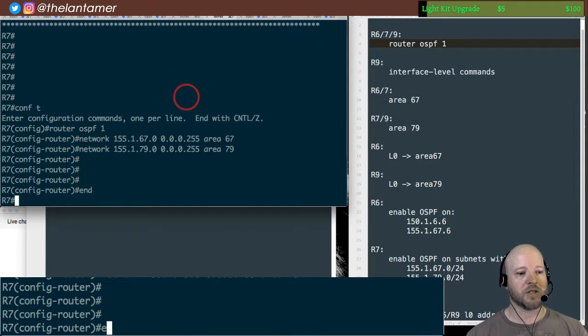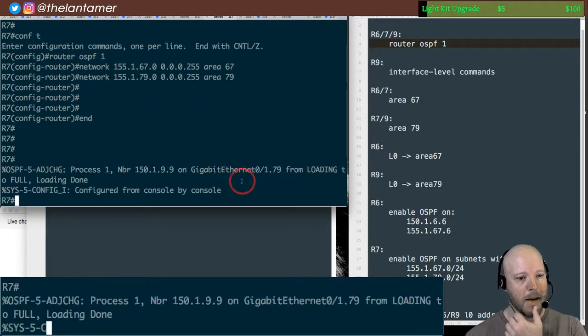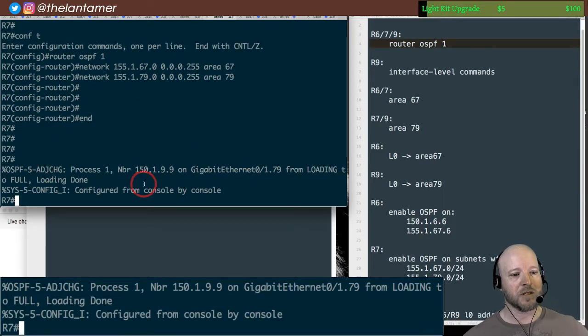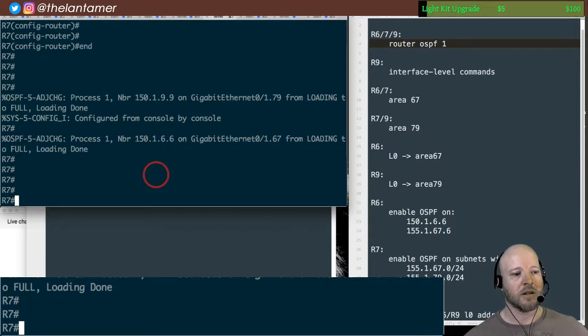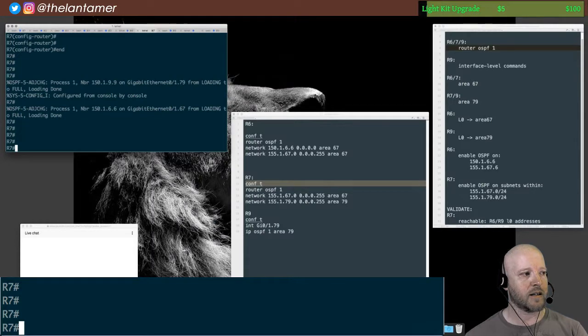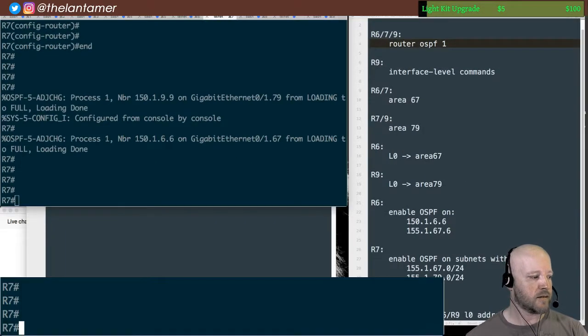Okay, boom. Now we should see adjacencies come up. Loading to full, done. That was quick. So he's formed an adjacency with router 9. Now he has with router 6. Okay. Now notice we have not changed the network type. I'm assuming that is going to be shown as a broadcast. That characteristic or that attribute should be derived.